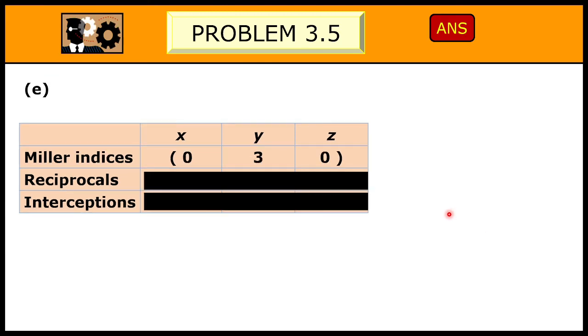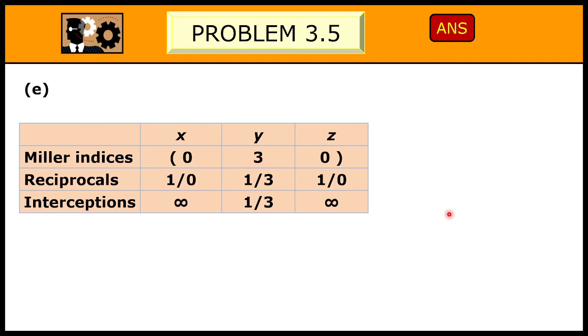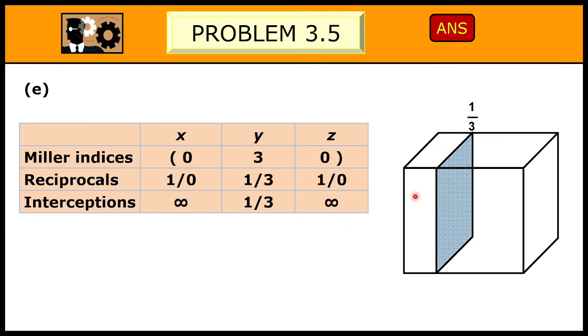Okay, next example, x value index for x for 0, 3, 0. Again find the reciprocal: 1 over 0, 1 over 3, 1 over 0. So it doesn't intercept in the x and z directions, it only intercepts at y equal to 1 over 3. So this is how the plane looks like.